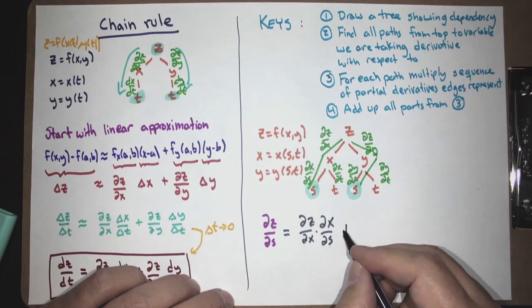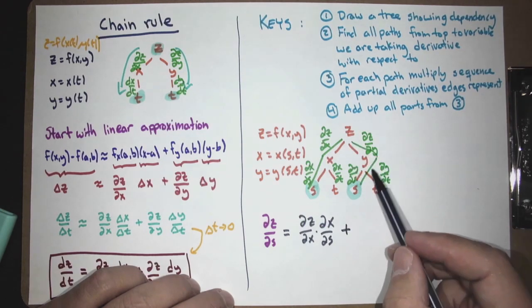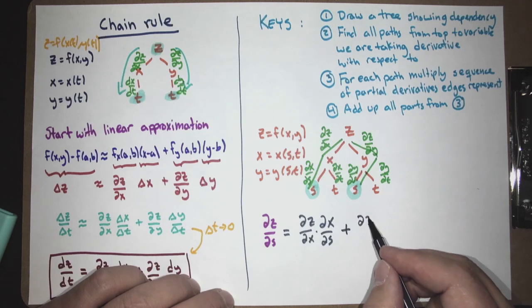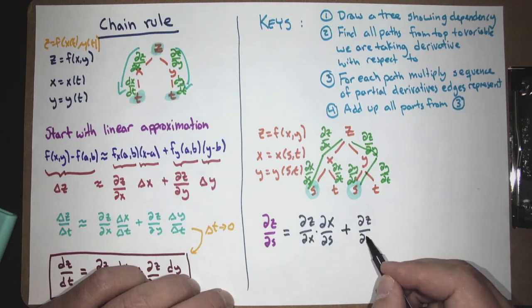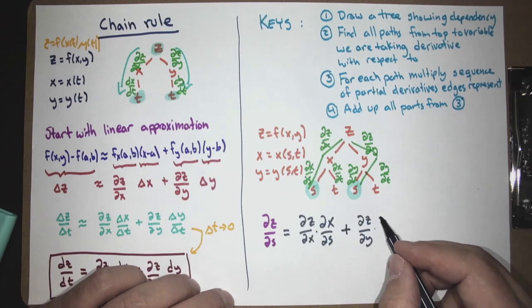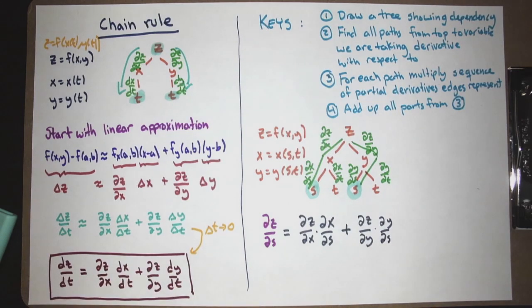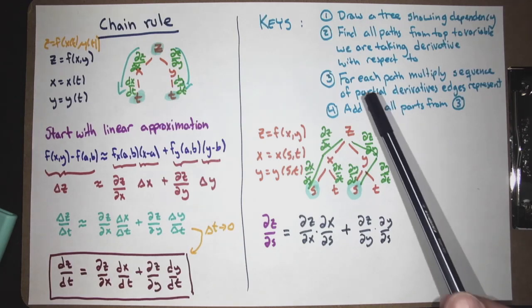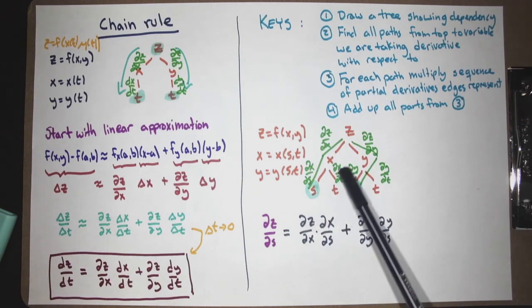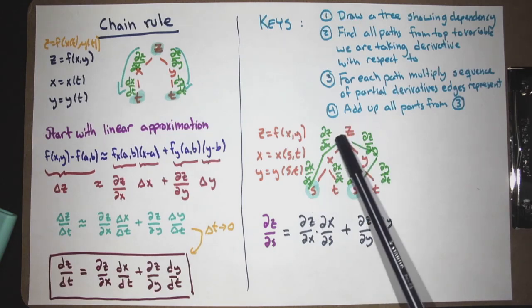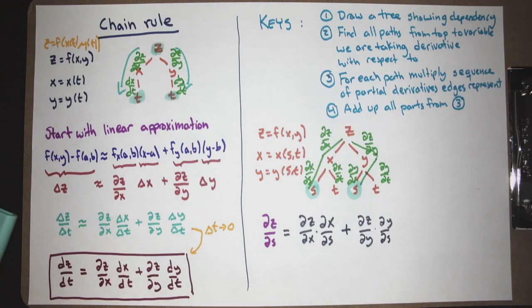And then I add to that the other path. How does s affect z through the variable y? Partial z partial y, partial y partial s. And so for each path, we multiply the edges, the derivatives associated with each edge, and you add up all the results. That's the idea.